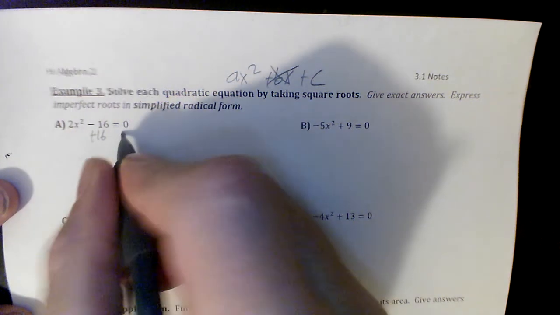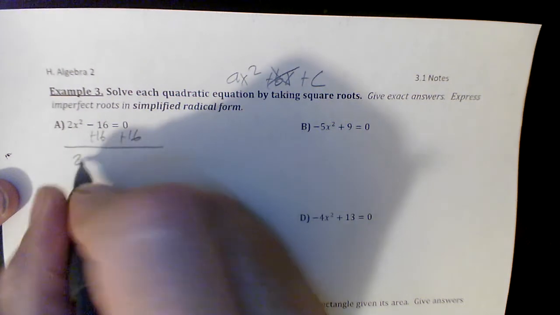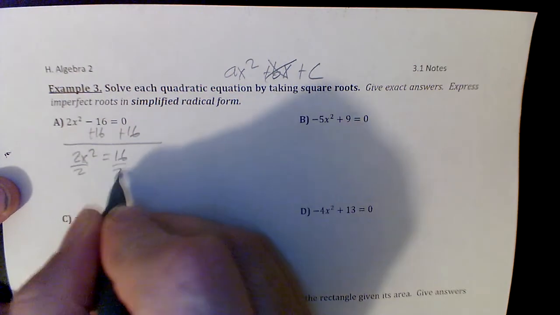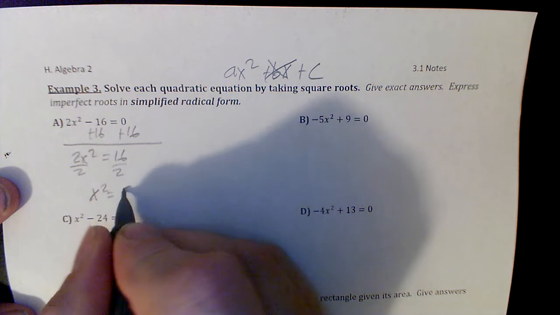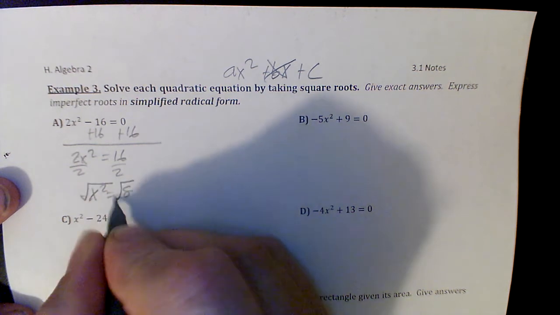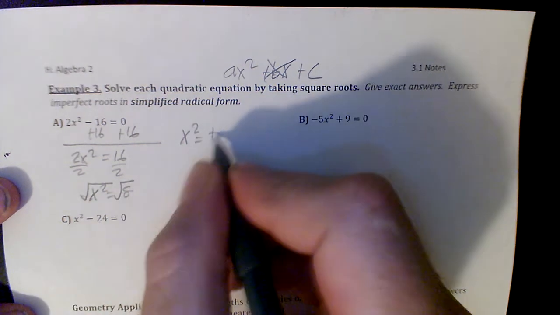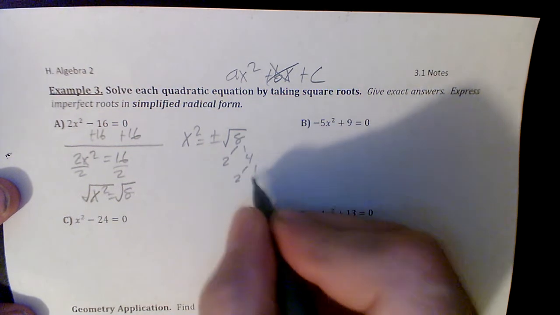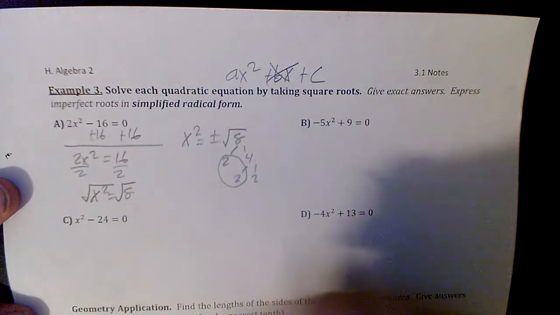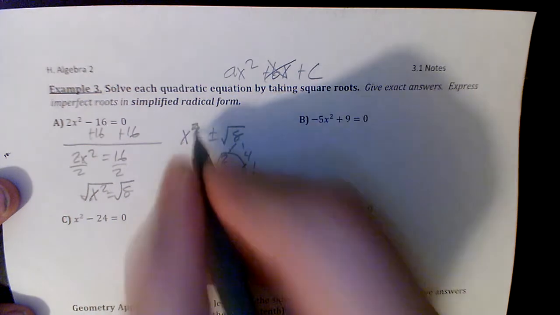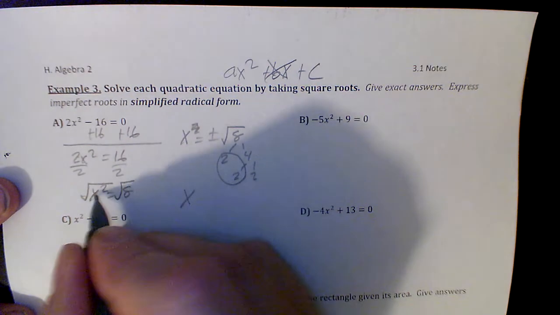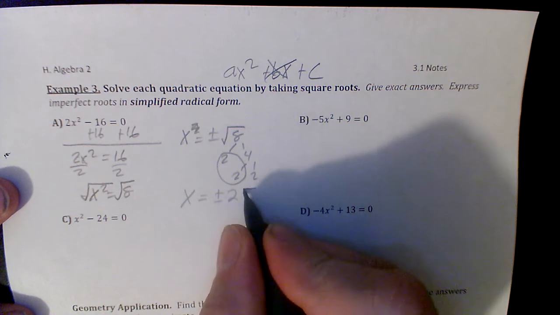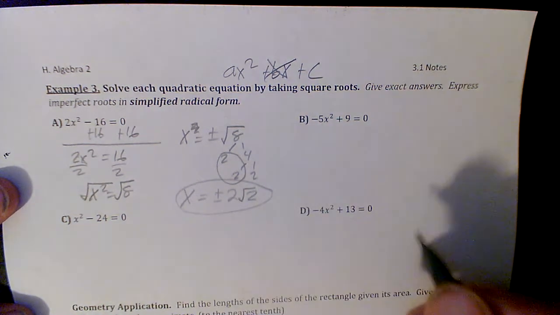So if I add 16 here, I get 2x squared equals 16. If I divide by 2, I get x squared equals 8. Then I take the square root, and I get x equals positive or negative square root of 8, which of course can be reduced. We find any pairs of factors, and they can come out. Oh, I should not say x squared up there. It should be just x now. The square root of x squared is just x. x equals positive or negative, that 2 comes out, that 2 stays in, 2 rad 2.